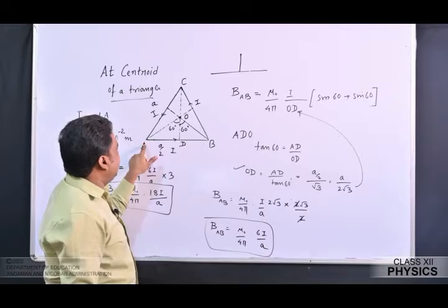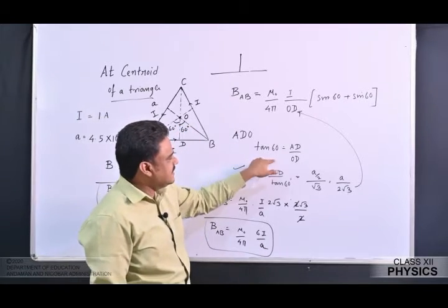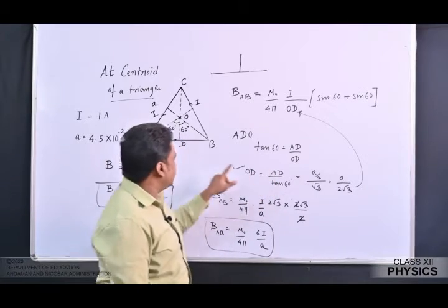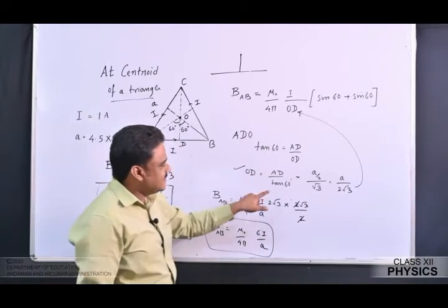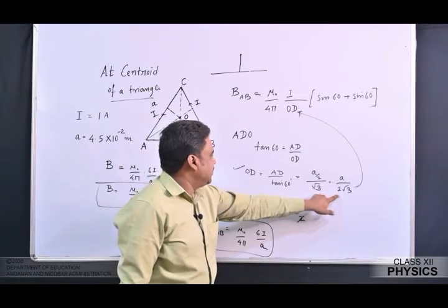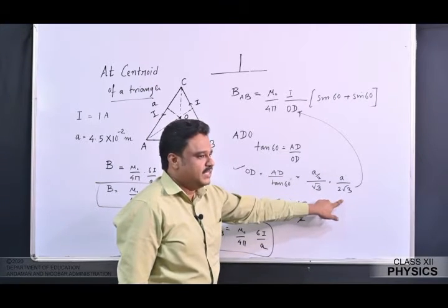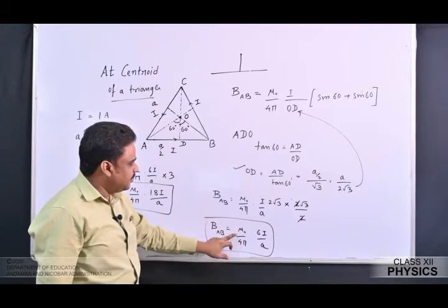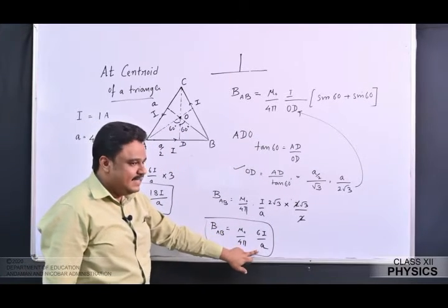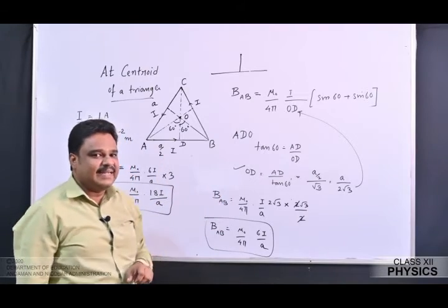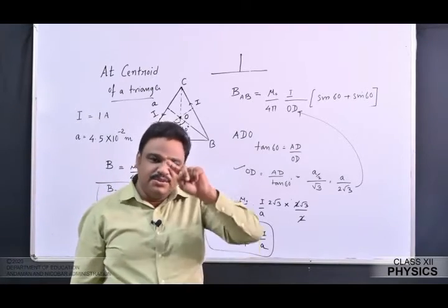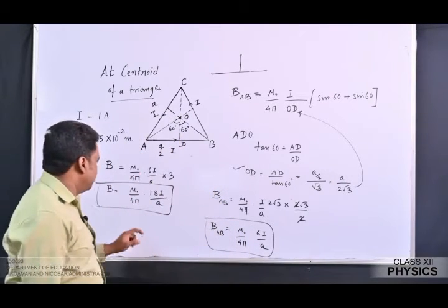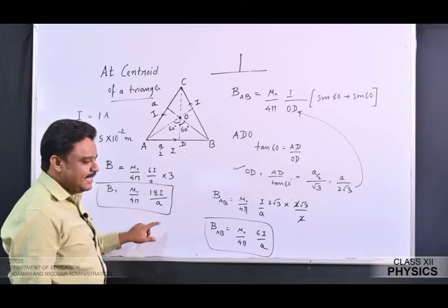From the right triangle ADO, tan 60 is AD by OD. OD can be written as AD by tan 60. AD is already A by 2 from the figure. Tan 60, you know, is root 3. So what I'm going to get for OD is A by 2 root 3. Put it back in the main expression. The reduced form is mu naught by 4 pi 6I by A. This is only for one side of the equilateral triangle, but I want the total contribution due to the 3 sides. So just multiply this value by 3. The value I get is mu naught by 4 pi 18I by A.